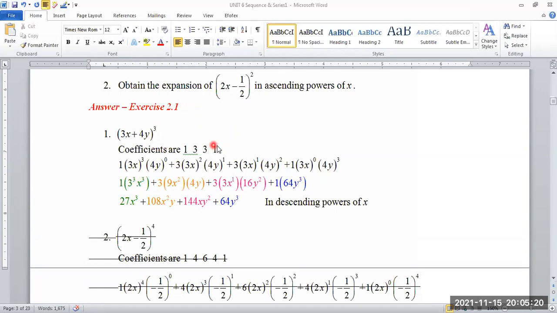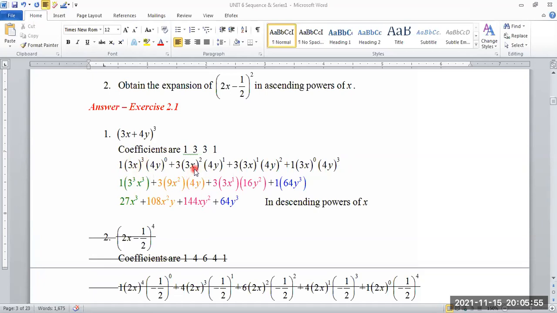Then I reach the last term. Now, if this is 3x to the first, that means the other one is going to be 3x to the 0. And if this is 3x to the 0, that means this has to be 4y to the third. Why, sir? Because 0 plus a number must be equal to 3. If 0 plus a number is supposed to be equal to the overall power, that means this number is supposed to be 3. So let me check now to see if when A descends, B ascends.